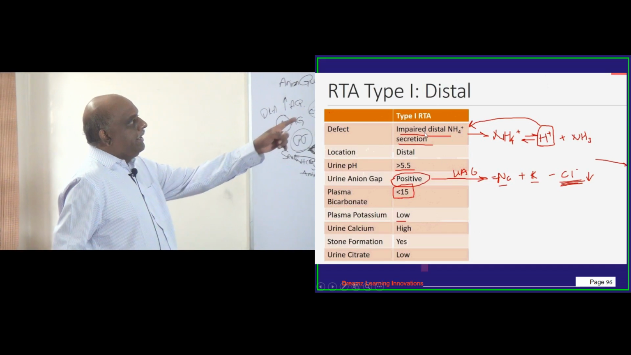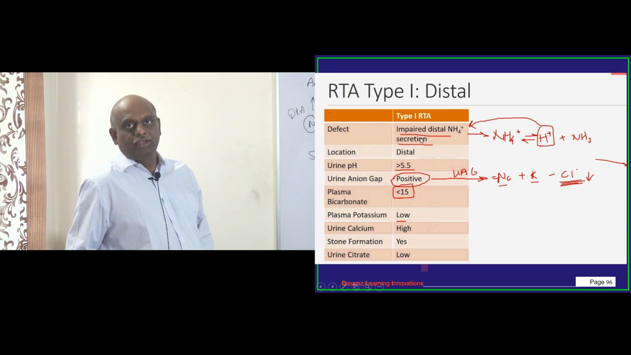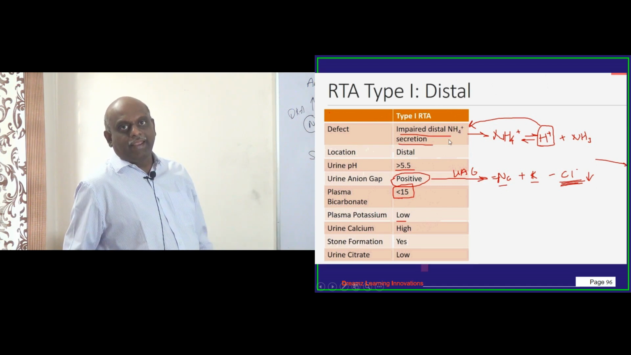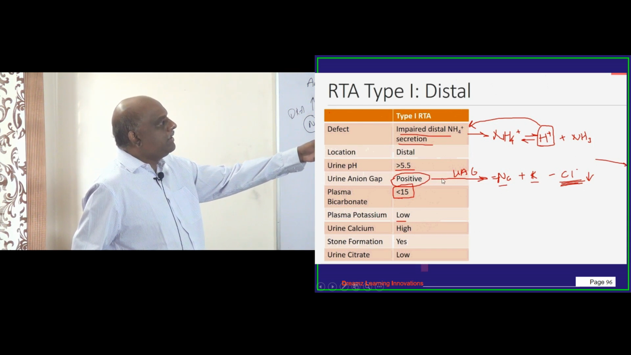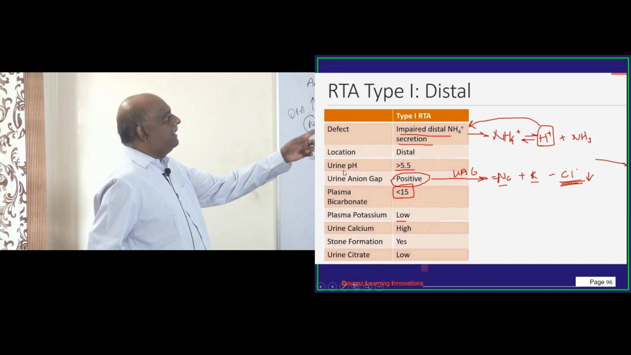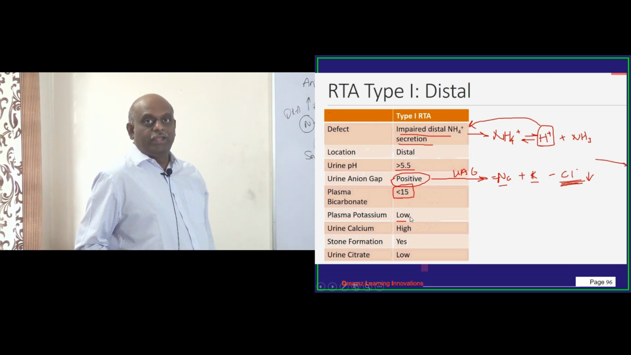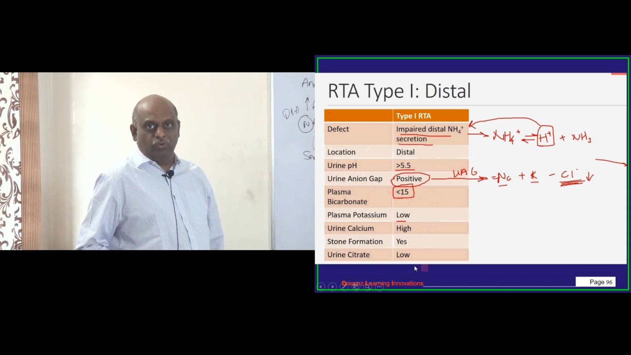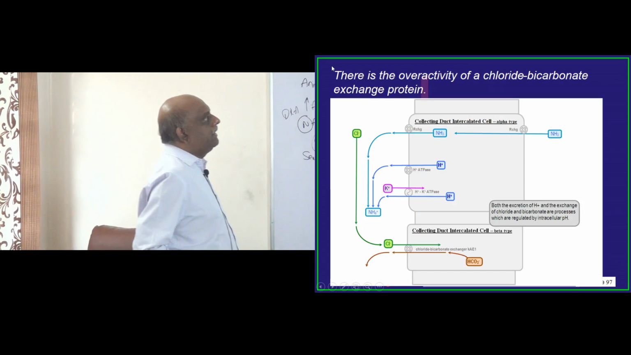One of the differences between type 1 and type 2 RTA you should be sure of. So doctor, impaired distal ammonia production in the distal tubule is the problem in type 1 RTA. So type 1 RTA is distal. So if ammonia is not secreted into the urine, the urine anion gap becomes positive, and urine pH will be more than 5.5, and plasma bicarbonate is low, even potassium levels are low, urinary calcium levels are high, there is stone formation, and urine citrate levels are low in case of type 1 renal tubular acidosis is what you need to remember.